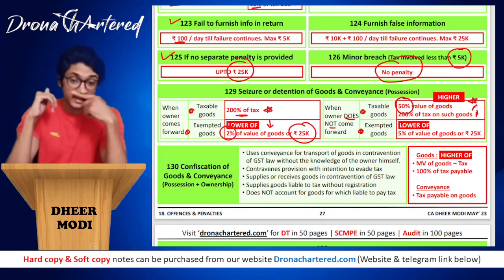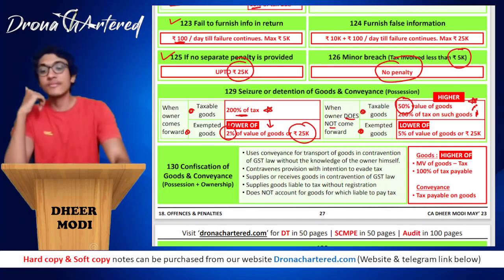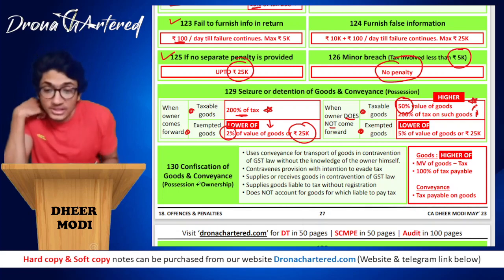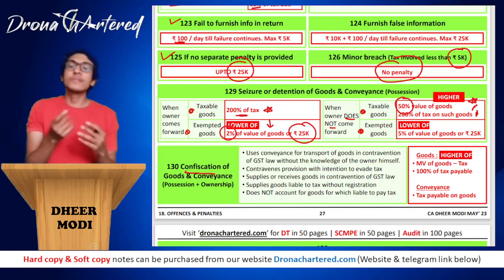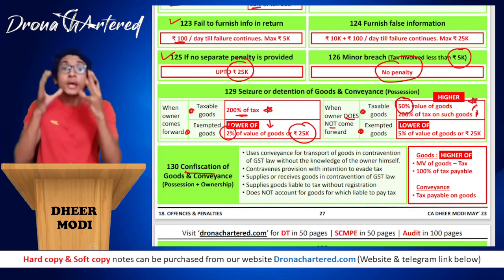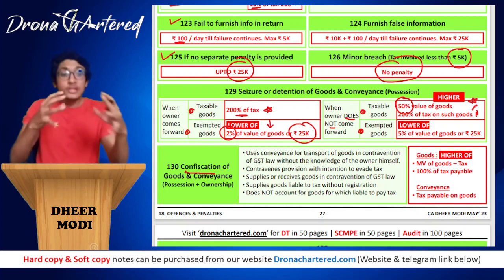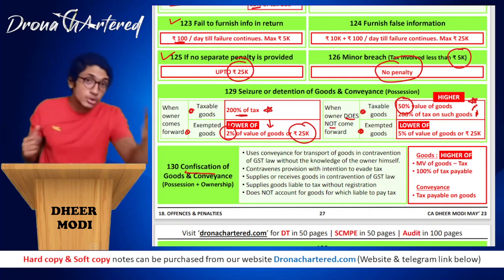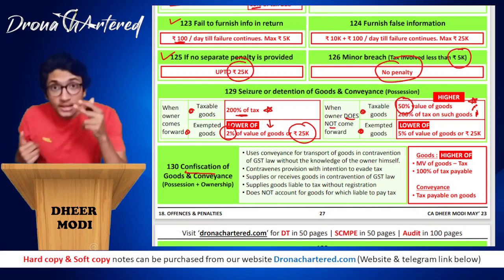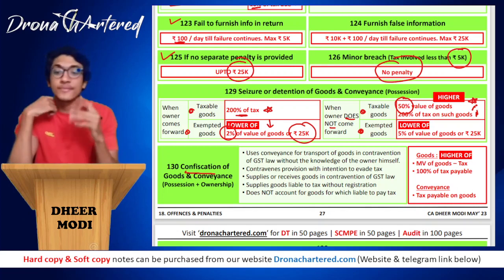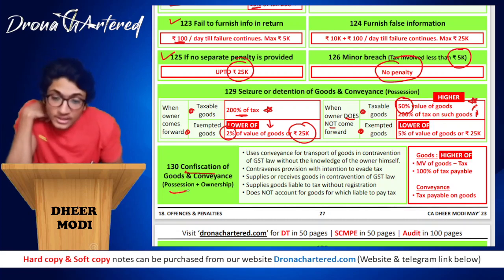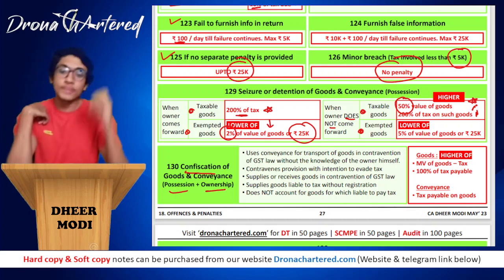So this was your section 129. Now section 130. 130 talks about confiscation of goods and conveyance. So when I say confiscation, sir, what is the difference between seizure and confiscation? In seizure, only the physical possession of the goods is taken; you are still the owner. But in case of confiscation, the ownership also passes to the person who has confiscated the goods. Therefore, I've written possession plus ownership both have been transferred.